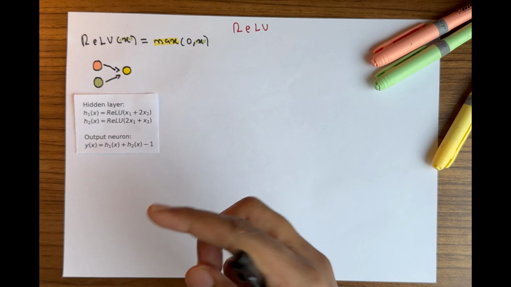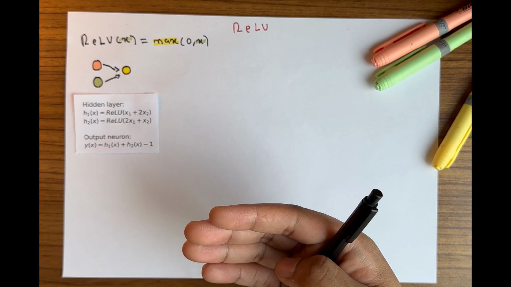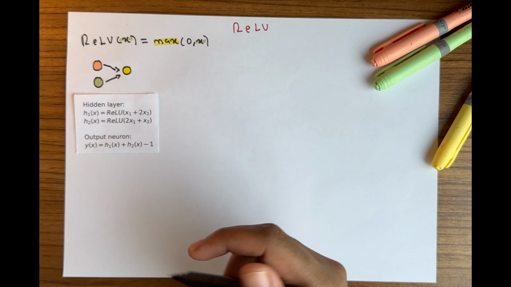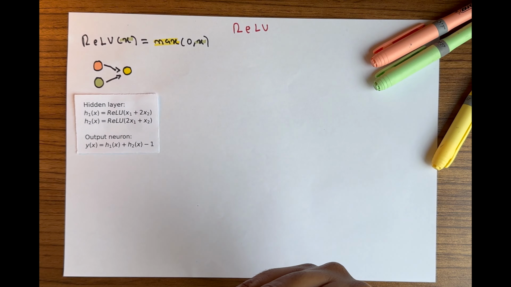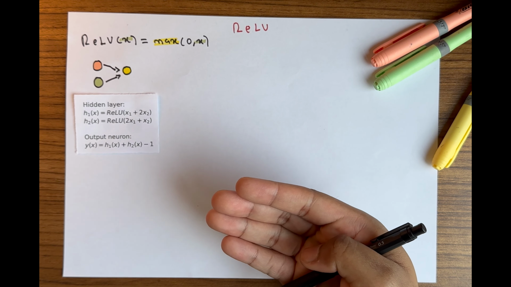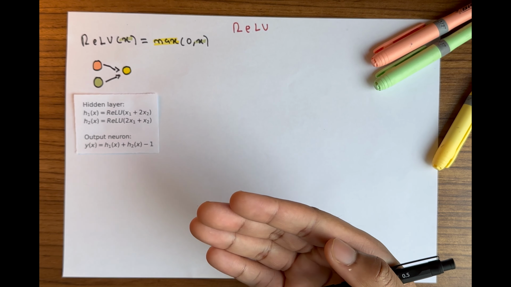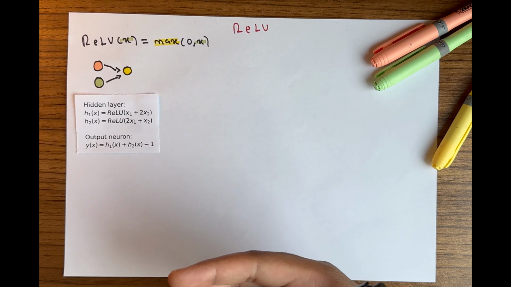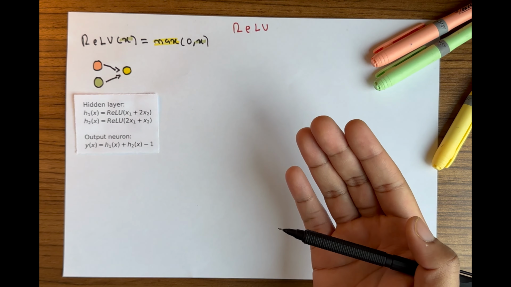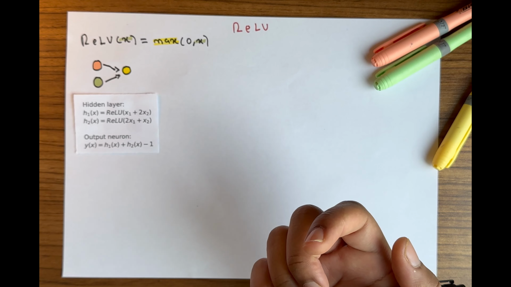For simplicity, let's say the input is x1 and x2. So we can use a simple rule. If, for example, y of x is greater than or equal to 0, we can say that the input belongs to class 1, otherwise it belongs to class 0. So this is the entire system that we are going to be working with.